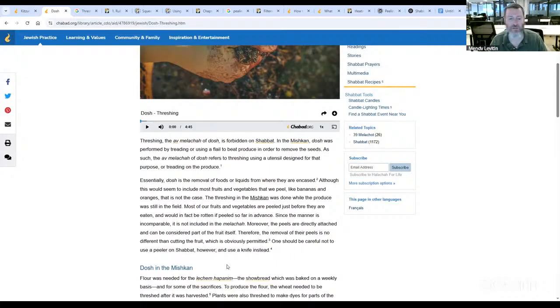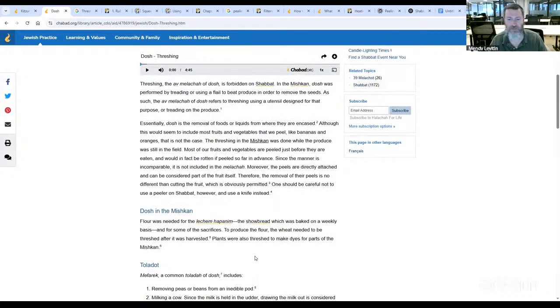One should be careful not to use a peeler on Shabbos, however, but to use a knife instead, meaning the utensil itself, a peeler, is a problem. So if you want to peel an apple on Shabbos, that's prohibited with a peeler, but if you use a knife, it's okay. Again, it has to be done in a way that it's done right before you eat it. You can't prepare it.